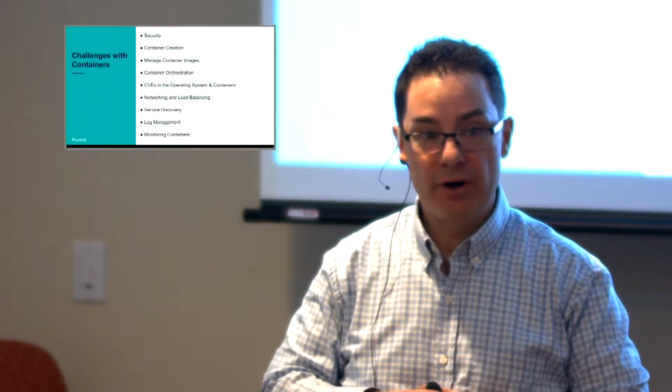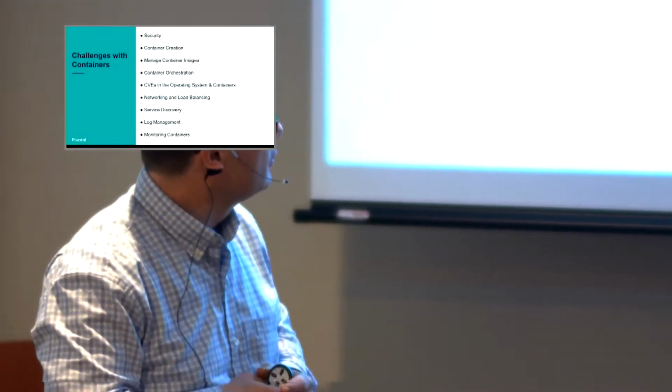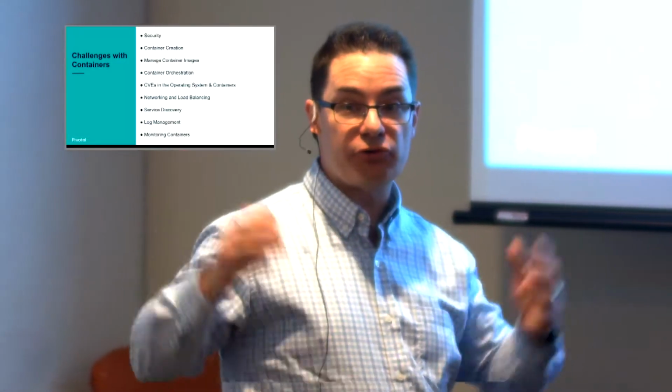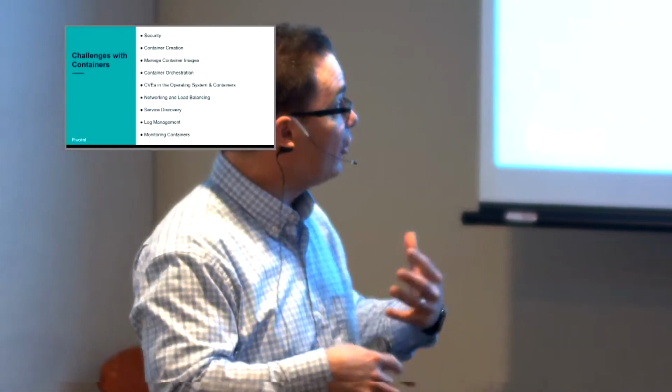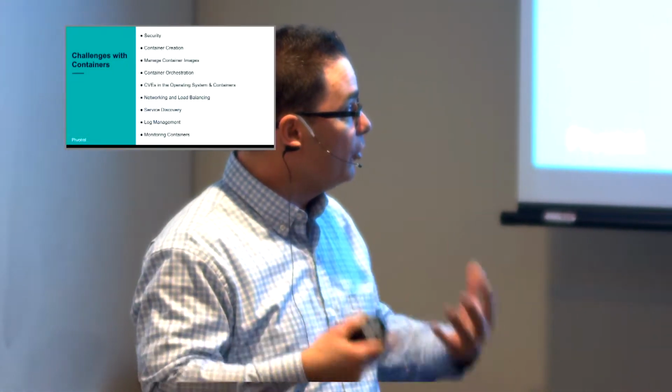Networking and load balancing. So how do you make sure that you have traffic that can get to the right container? And I can load balance when I have multiple containers running the same application. How do I make sure the traffic goes where it needs to go? Service discovery. How do I know where those services are even located, on what container? So you can see there's a lot of things that you really have to do.